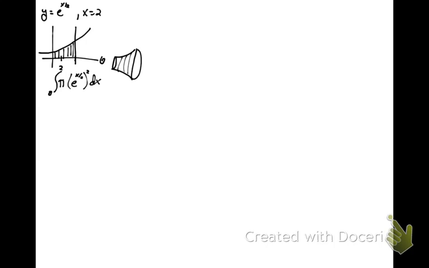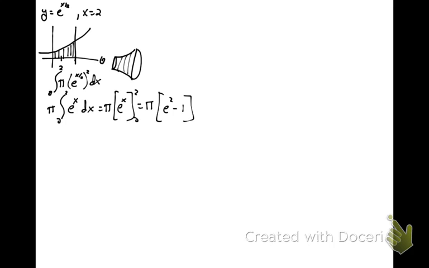Now recall, by power to a power, if we clean up this integral, this is pi times the integral from 0 to 2 of just e to the x dx. The integral of e to the x is itself, so we've got to evaluate e to the x from 0 to 2 and then multiply the result by pi. This will be pi times e squared minus e to the 0, which is 1. And so this would be an expression of our volume, pi times e squared minus 1.